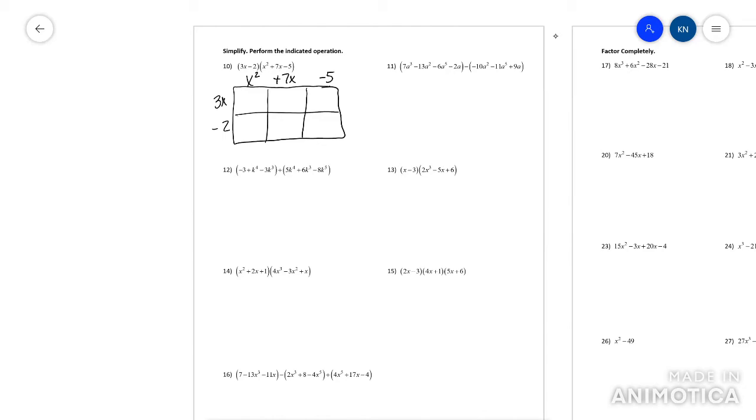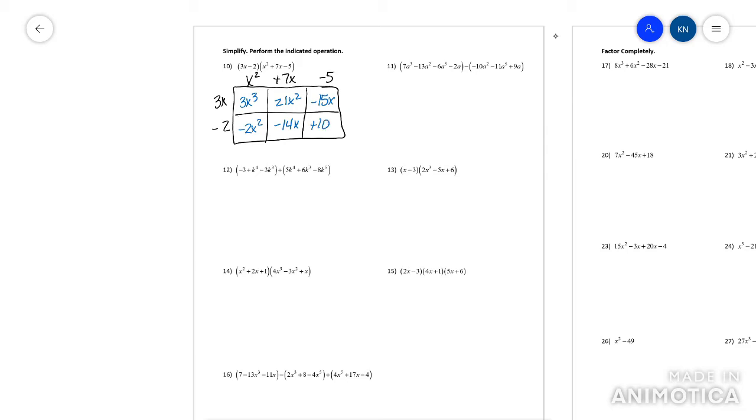And now we're just going to fill in the box. So this one would be 3x cubed. That's one of the biggest mistakes I see people make. They don't realize this x has a 1, so they just assume it's x squared. It's not. It's 3x cubed. This one would be negative 2x squared. This one would be 21x squared, minus 14x, minus 15x, plus 10.